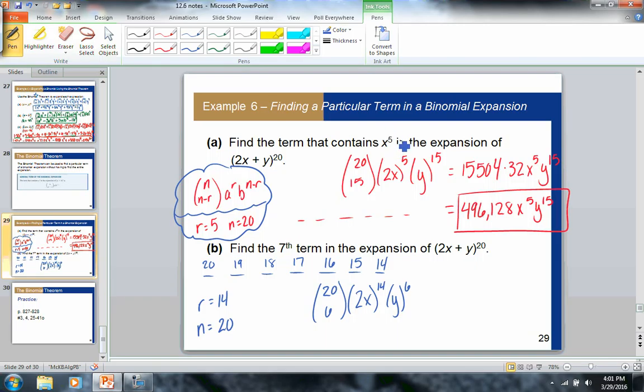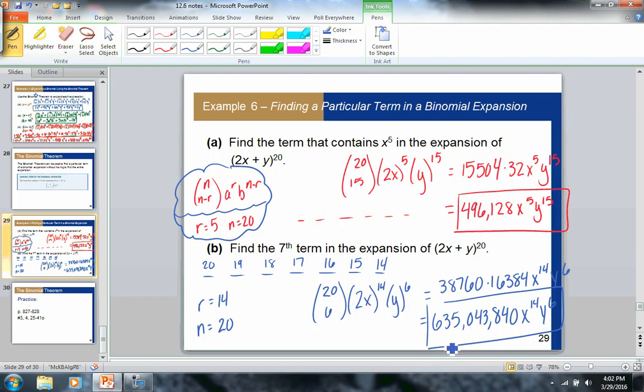This is one where you're trying to find a specific exponent. Here you're trying to find a specific term. So you're going to see both of these types of examples in your homework. So now we just do 20 combination 6. So do that on your calculator. That's going to be 38,760. And then 2 to the 14th power, that's going to be 16,384. And then we'll have x to the 14th and y to the 6th. So when I multiply those numbers together, yikes, another big number, 635,043,840 x to the 14th, y to the 6th.